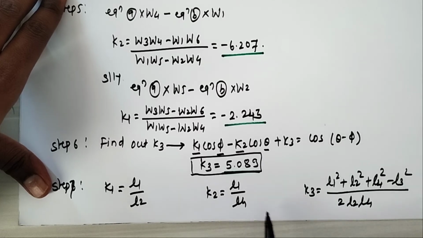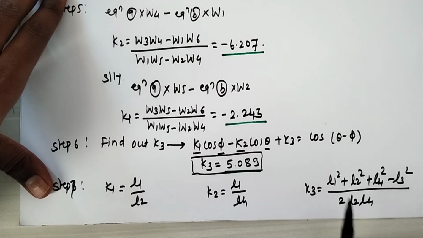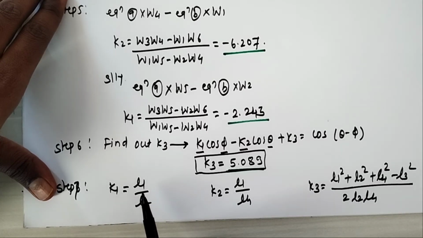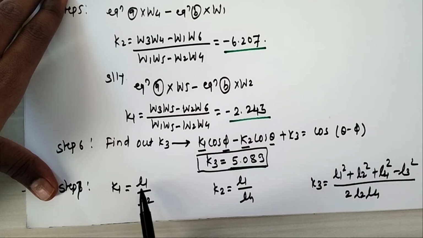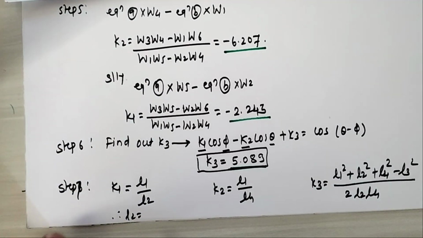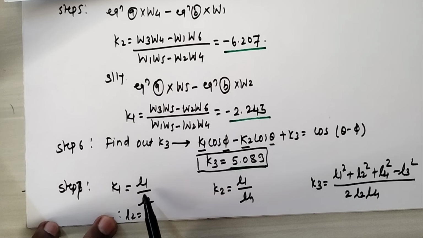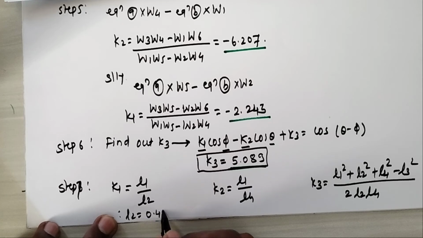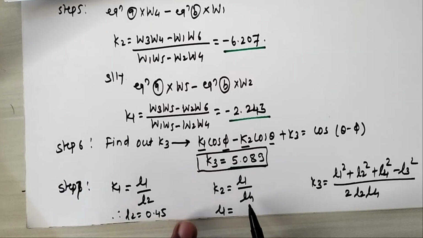So by using these three equations we can determine L2, L3, L4 as L1 is known to us. As we assume L1 is 1 unit, and K1, K2, K3 are known to you, let's say K1 is known, L1 is known, we get the value of L2. Therefore as L1 is 1, L2 is equal to 1 upon K1. K1 is known to you, so L2 is 0.45.